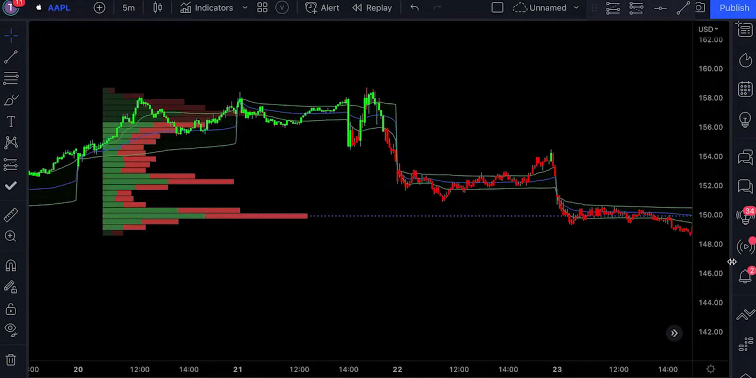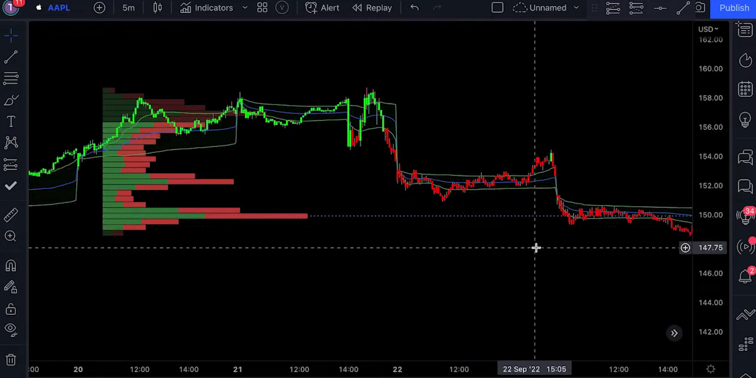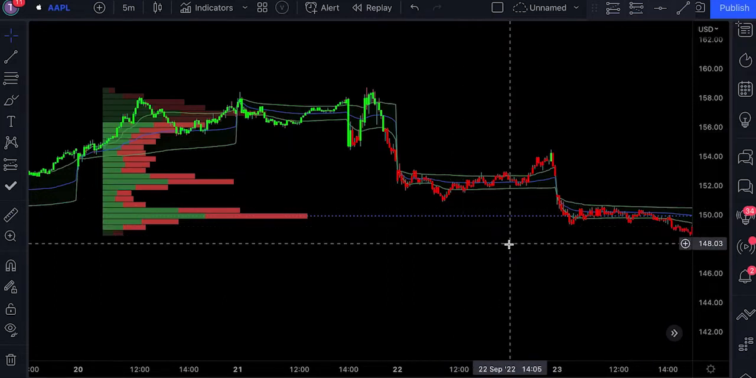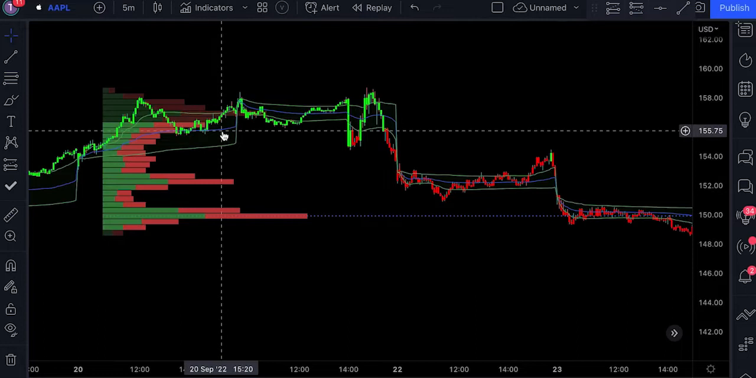When the bars are colored in red, this is an indication of a downtrend. When the bars are green color, this is an indication of an uptrend. Okay, so the strategy is now complete. Let's understand the trading rules.